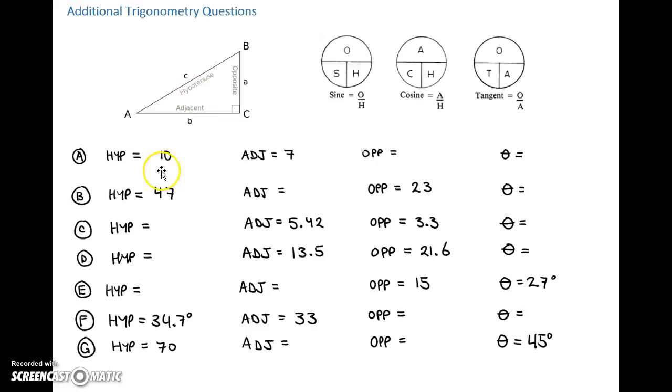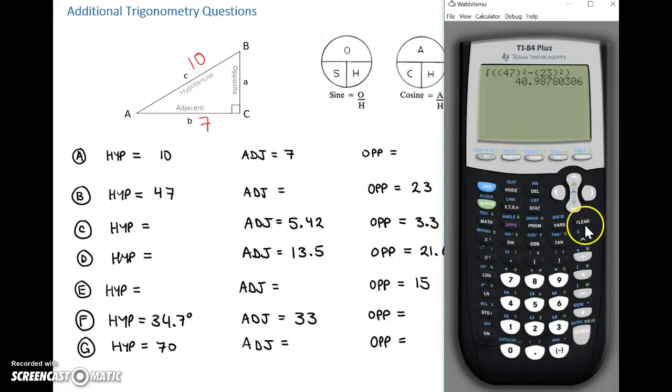So let's see. For the first one, we have a hypotenuse of 10. We've got an adjacent of 7. And we're looking for the opposite, and we're looking for the angle. So this first one, we have two sides of the triangle. We're trying to find the third side. So let's do Pythagoras in order to find that value.